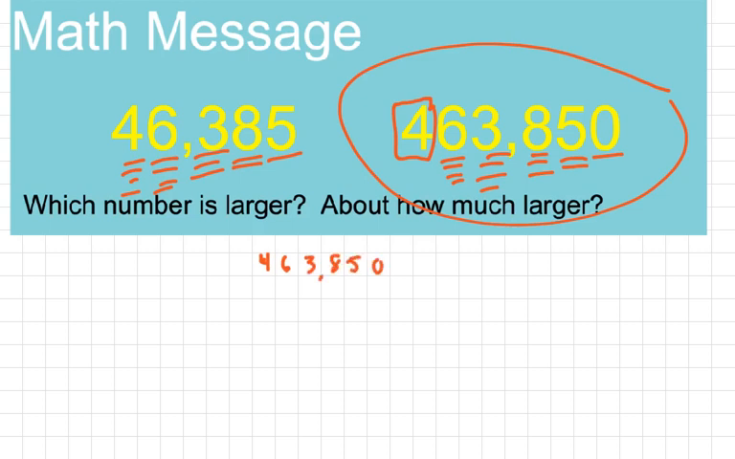Now, if I couldn't see that automatically or immediately, I would just go ahead and line up my numbers and notice that this one is larger. And about how much larger? Well, there's 4 in the 100,000s place, so 400,000.